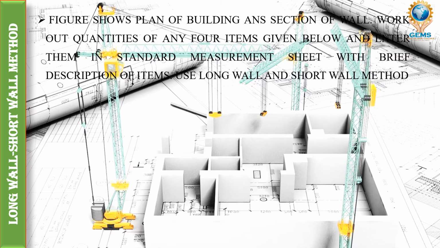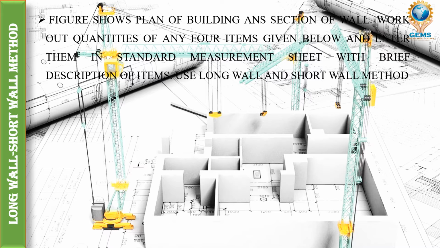So, the question. In the next slide, you can see the figure. The figure shows the plan of the building and the section of the wall. Then work out the quantities of any four items given below and enter them in the standard measurement sheet with a brief description of items. Use the long wall and short wall method.